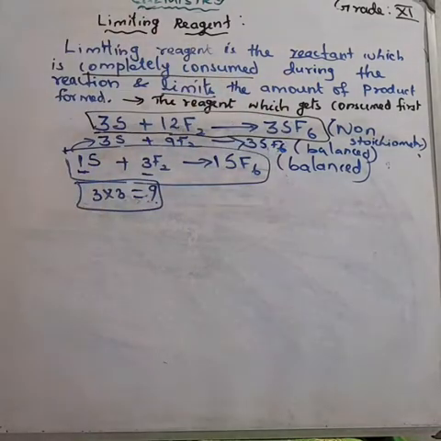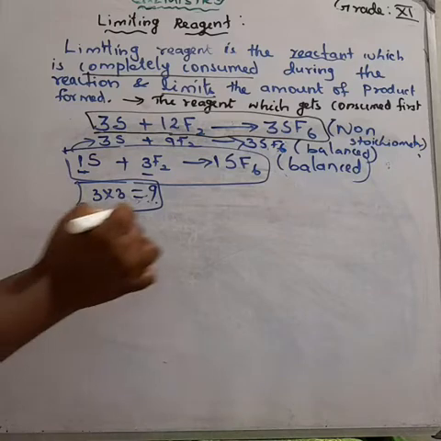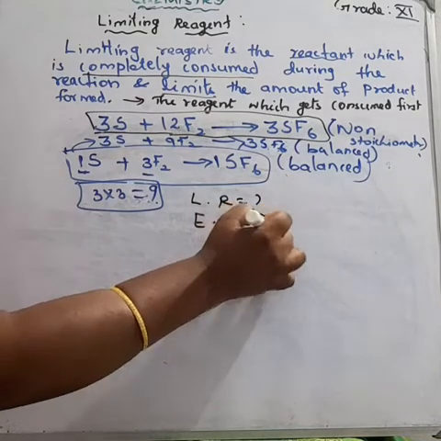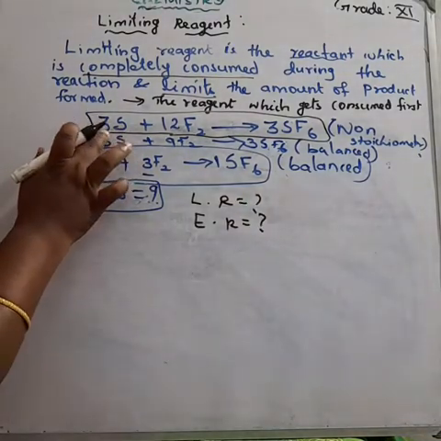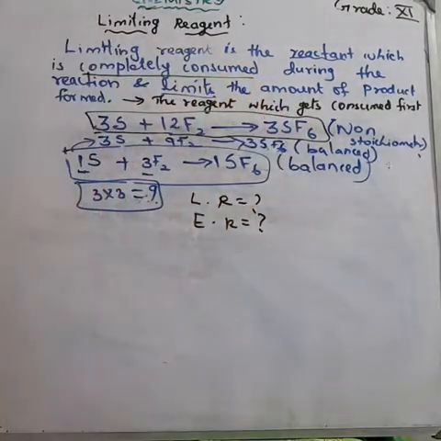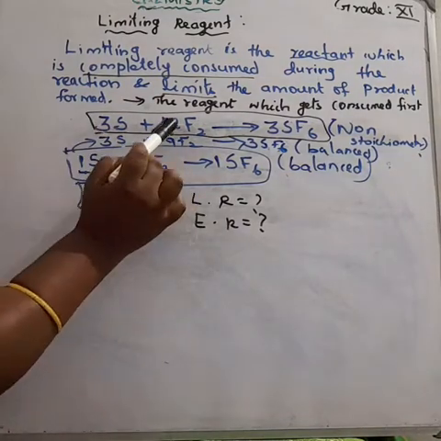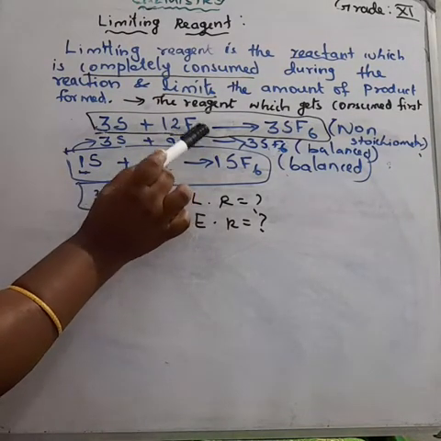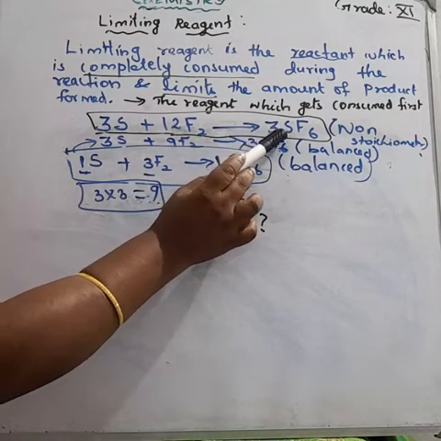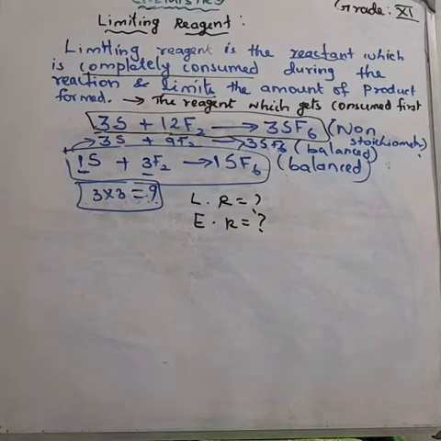Okay. So here which one is the limiting reagent? Which one is the excess reagent? In the case of this reaction, 3 moles of sulfur reacts with 12 moles of fluorine to form 3 moles of sulfur hexafluoride. Here the sulfur is 3 moles and the fluorine how many moles? 12 into 2, how much? 24. But here sulfur 3, and fluorine 3 into 6, 6 threes are 18. 18 moles of fluorine are needed here. 18 only. But here, how many moles are available?